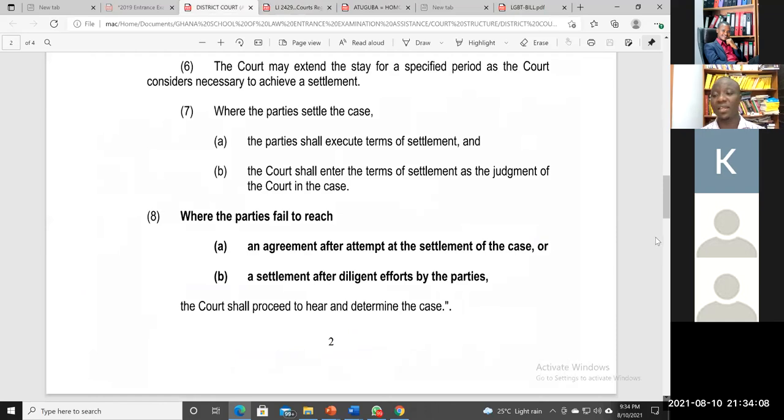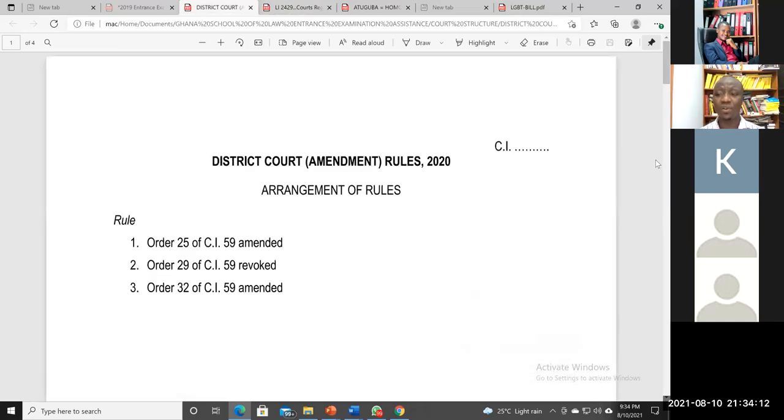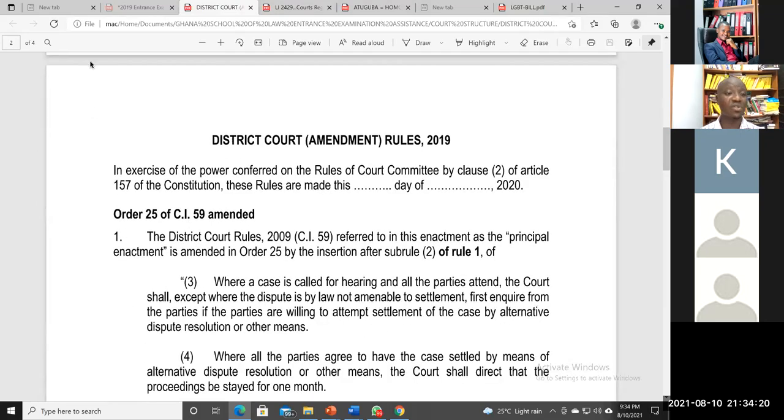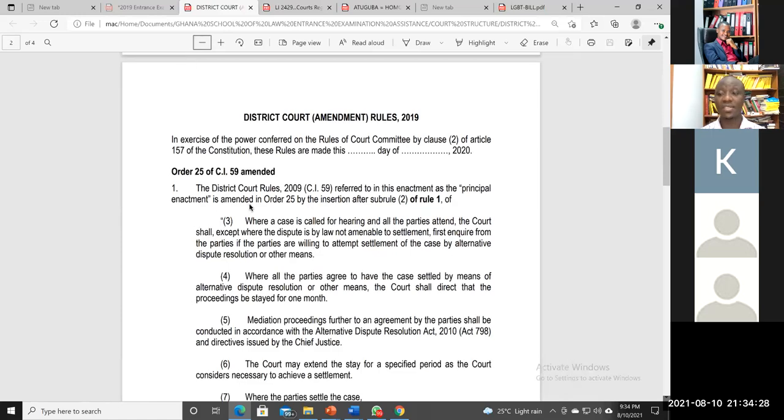In a similar vein, let's look at this one, called the amendment rules, which is made by the rules of court committee, because they are responsible for making the rules governing practice before the court. Look at this: in exercise of the power conferred on the rules of court committee by clause 2 of Article 157. If you go to Article 157 of the 1992 Constitution, you will see the provision on the rules of court committee. It says there shall be a rules of court committee, and the composition consists of the Chief Justice as chairman, 6 members of the Judicial Council, 2 lawyers, and so on.